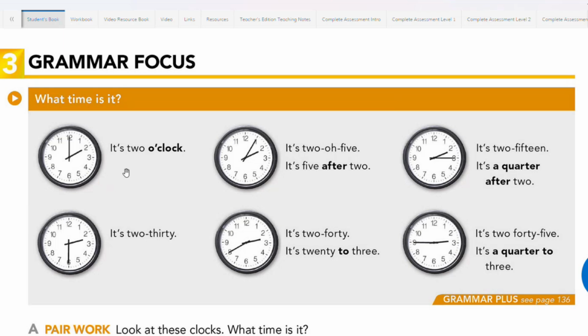Okay, guys, here, what time is it? Clock number 1. Imagine that they have numbers, right? Clock number 1, it's 2 o'clock. Next clock, it's 2:05. It's 5 after 2. Next, it's 2:15, or it's a quarter after 2. Next, right over here, it's 2:30. Next, it's 2:40.